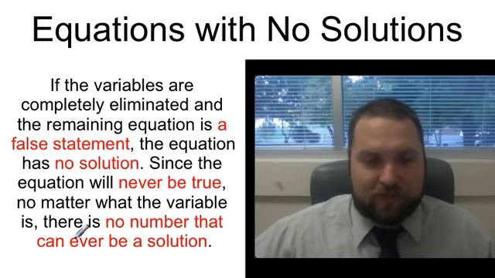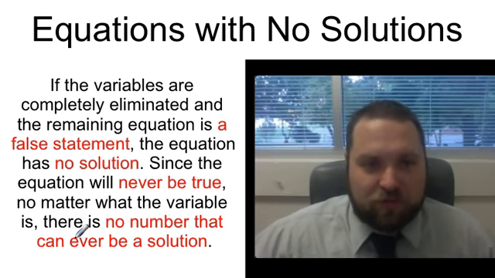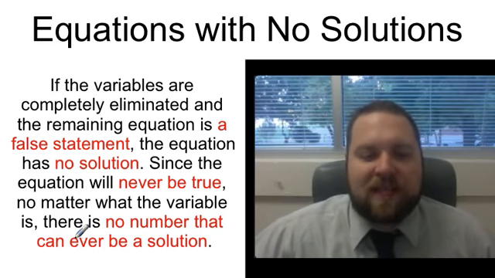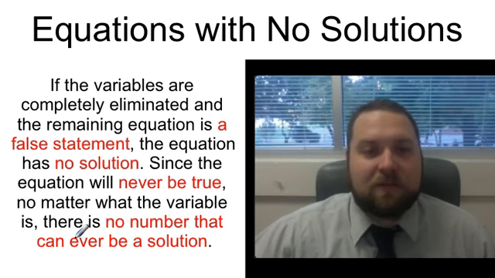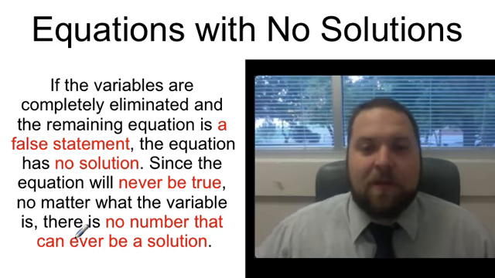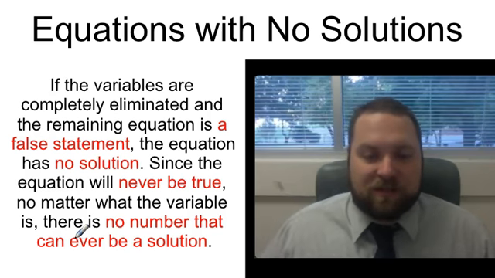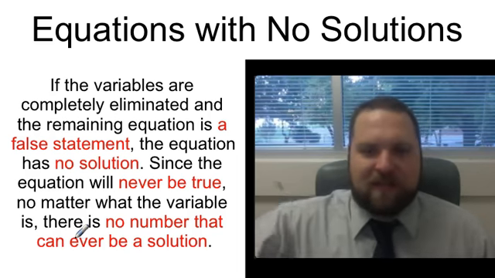No matter what number you put in for the variable, you can never make that equation true, so there is no number that can ever be a solution, and indeed there are no solutions. Note that this is different from saying 0, because 0 would be a number that would be a solution. It's not that there is a solution of 0, but there are no solutions. There are 0 number of solutions. Again, no number can ever make that true.